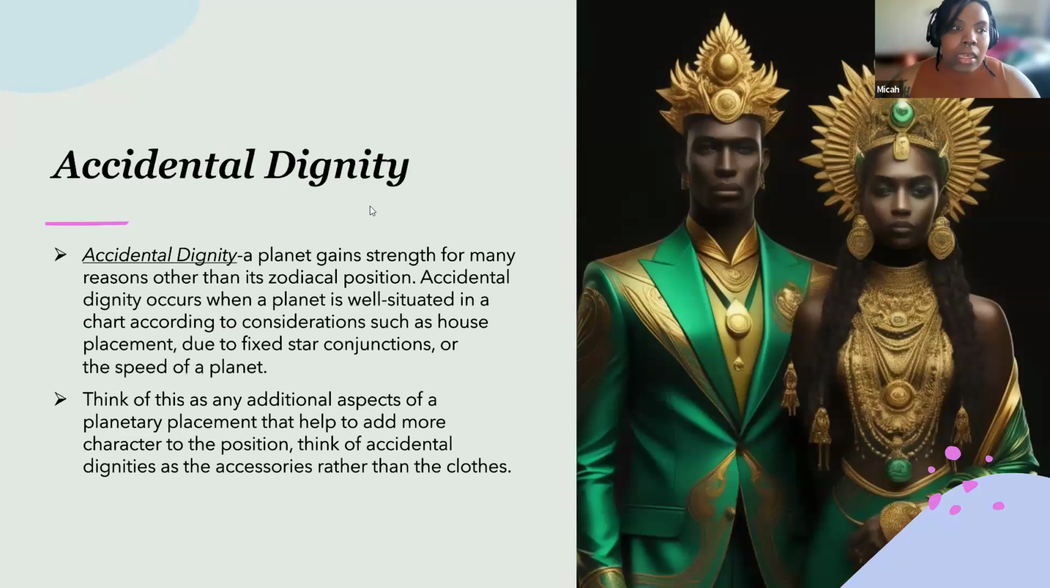Accidental dignity. Think of accidental dignity as all the accessories. It's all the extra stuff that really doesn't need to be there, but it's there anyway. A planet gains strength for many reasons other than its zodiacal position. Accidental dignity occurs when a planet is well situated in a chart according to considerations such as house placement, fixed star conjunctions, or the speed of a planet. Okay, so X out what I said about the house position.